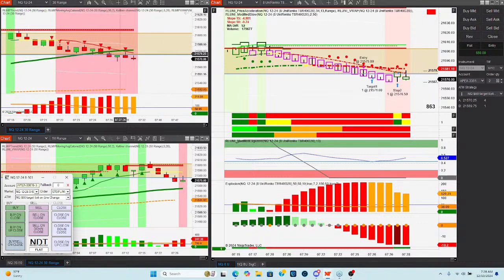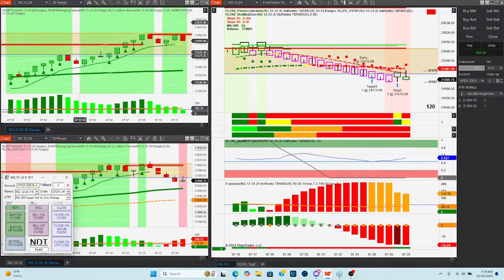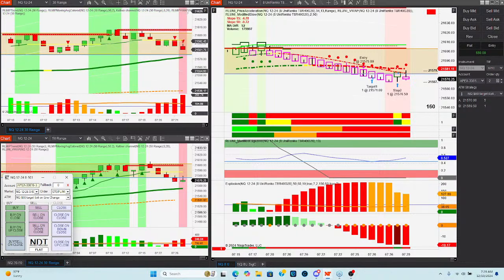I don't like opposing. Oh, okay. I don't like opposing colors when it comes to the 50 and the trend line. It's so much better to trade when they are in agreement with each other. And then you get this type of setup.